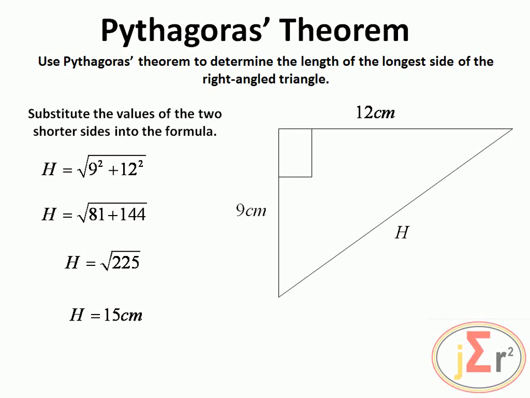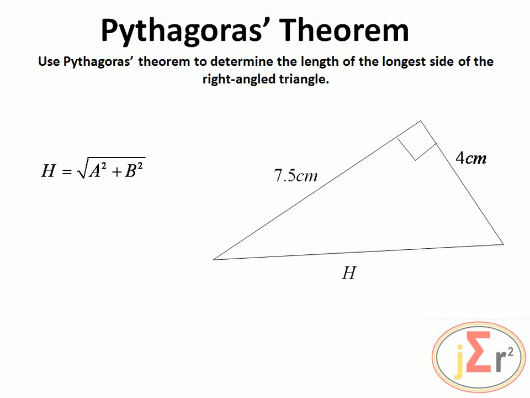Of course, we know that any number will have two square roots, a positive and a negative. However, the side of a triangle cannot be negative, so we must be speaking specifically of the positive square root, which is 15 centimeters.